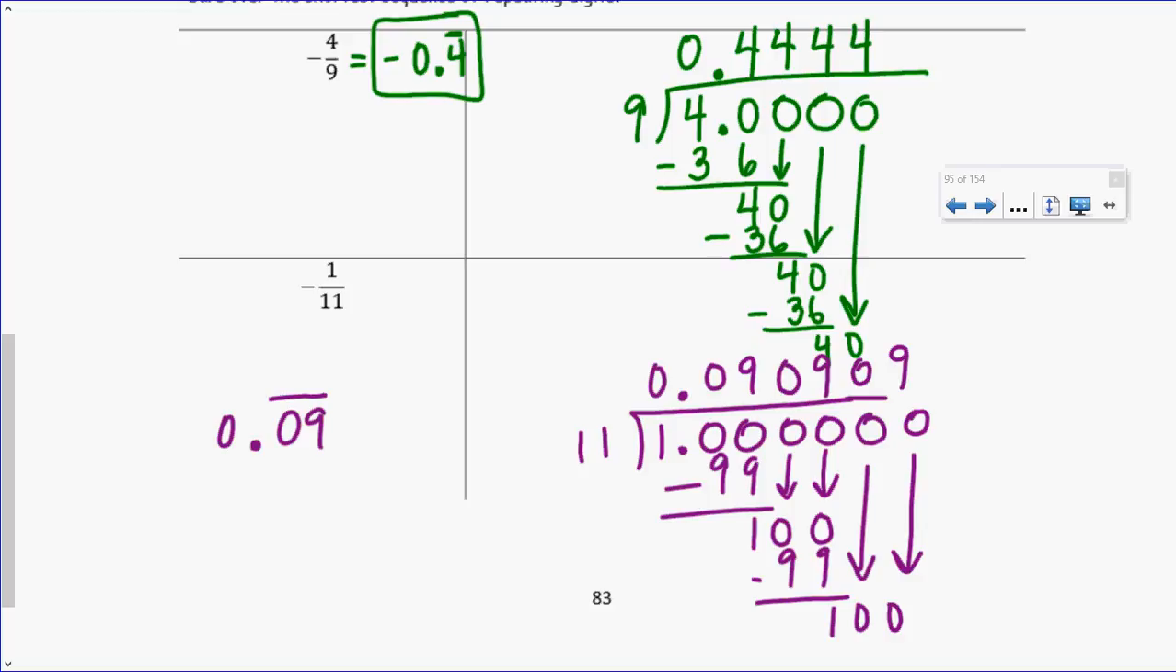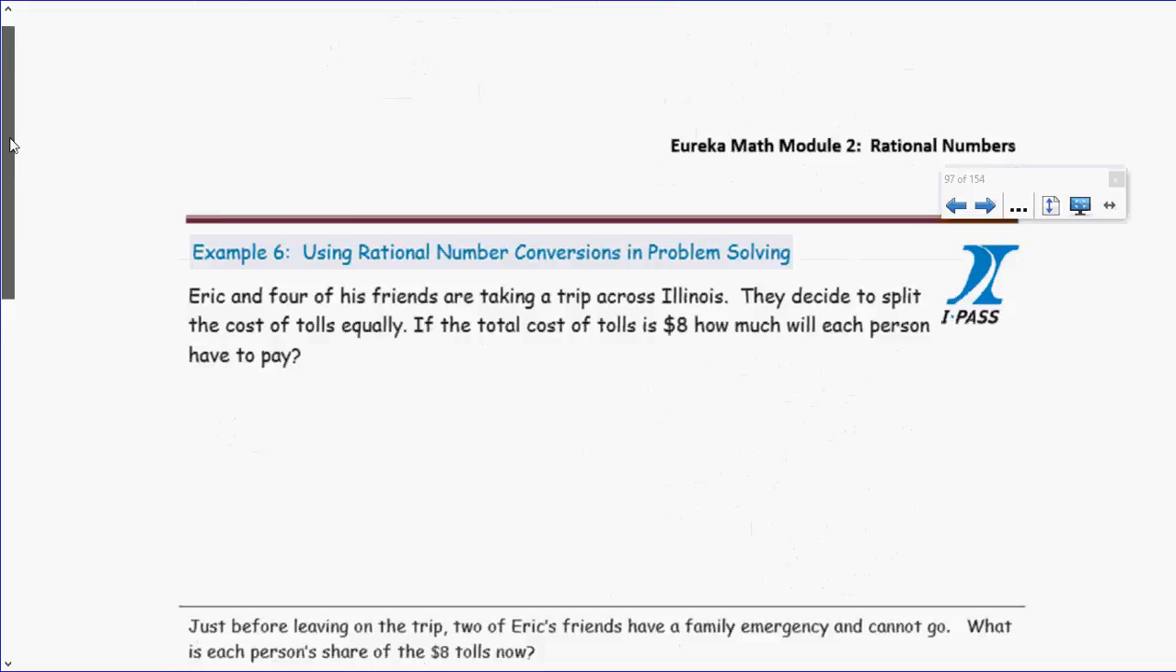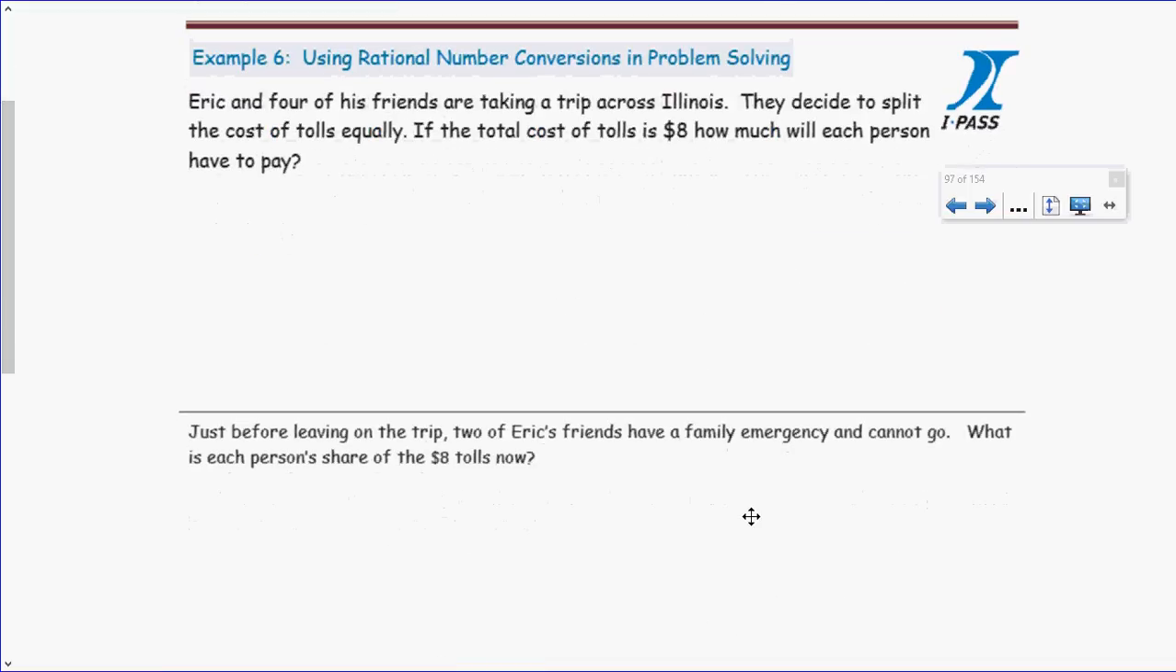And then on page 85, I want you to try that right now. So go ahead and try the problems for 85 right now. They are basic word problems in which you are trying to figure out how much money each person would have to pay. My hint to you is that it's Eric and his 4 friends that are taking a road trip across Illinois, and the tolls are going to be $8. Okay, so be careful. It's Eric and 4 of his friends. That's my hint to you.